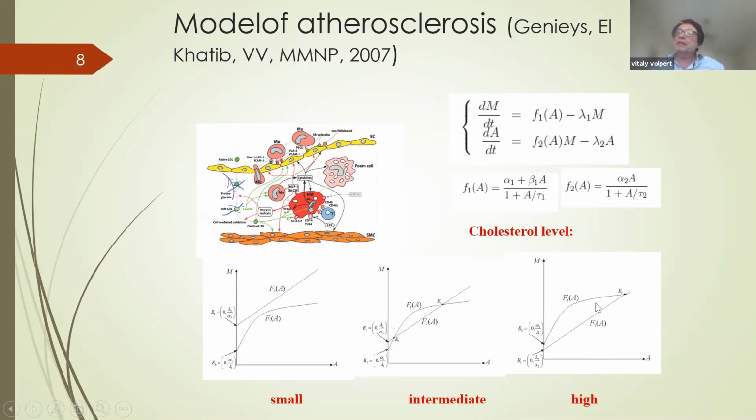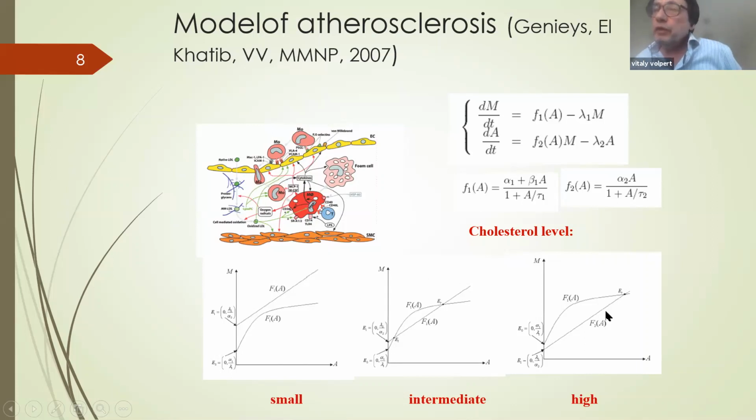And the last case is the monostable case. There are two stationary points. The stationary point without disease becomes unstable. The other stationary point becomes stable. And even for a small perturbation, we'll go necessarily to the second stationary point.